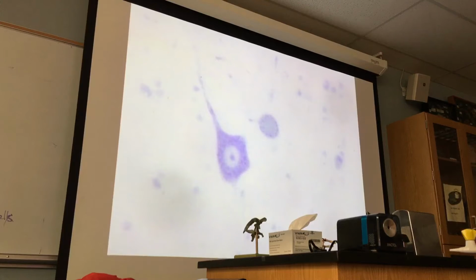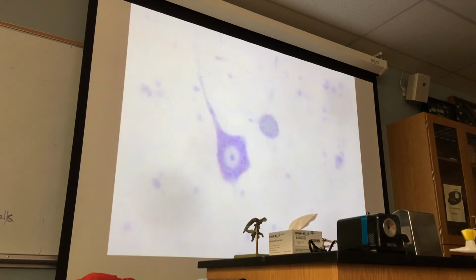Look here. These are Nissl bodies, or rough endoplasmic reticulum. The nucleus is stained negatively, except for nucleolus. Nucleolus contains RNA. That's why nucleolus gives a positive reaction.